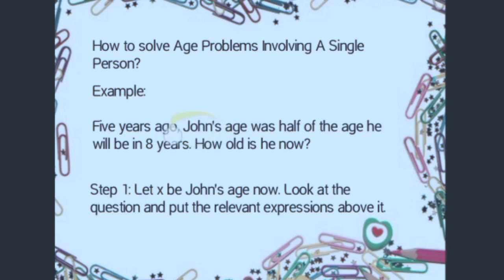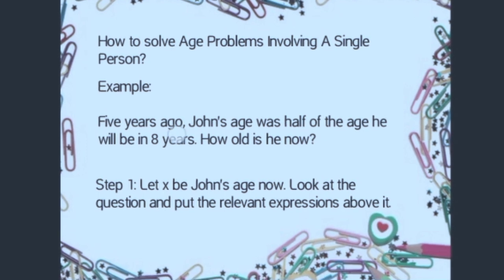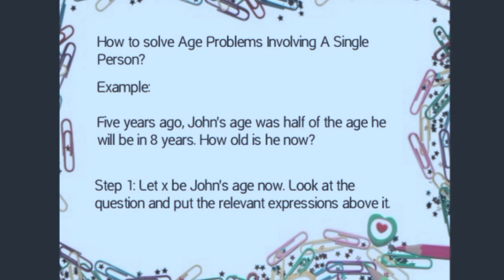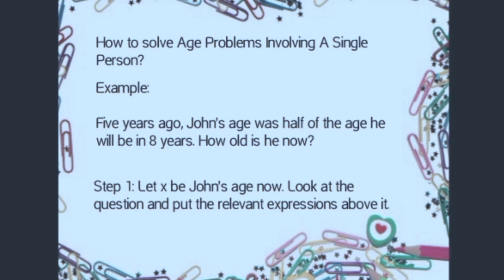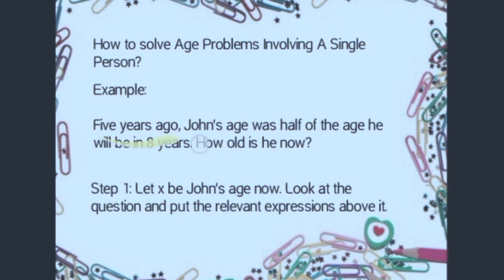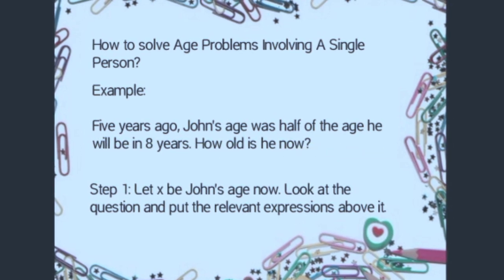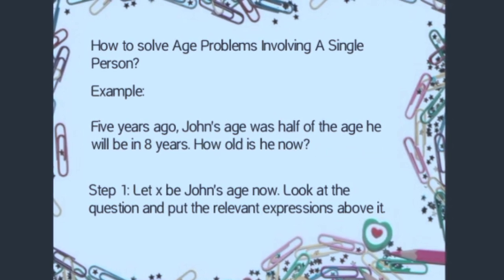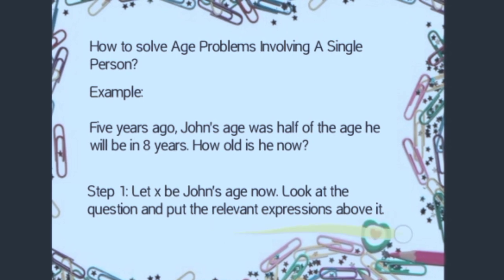So since meron tayong John dito, ilalet natin na si John will be the X. So we let X be John's age now. Kasi merong name John na involved dito, so ilalet natin siya ng X. Look at the question and put the relevant expressions above it. So again, lalagyan natin itong 5 years ago, John's age was half of the age he will be in 80 years, lalagyan natin siya ng relevant expression above it.